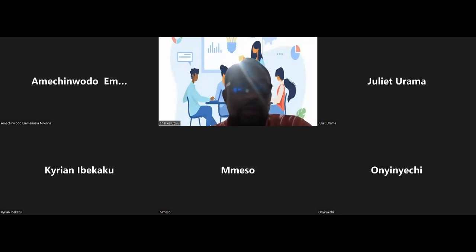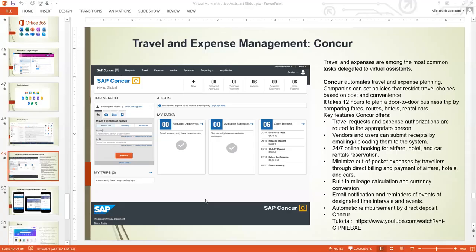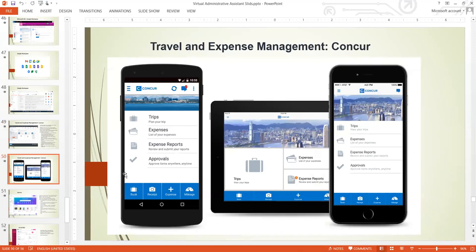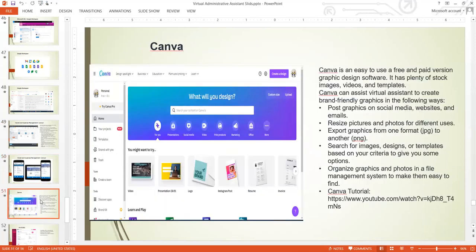The next thing we're going to look at is, this is the Concur app, how it looks when you download it. So we are going to look at Canva. Canva is an easy to use, free and paid version graphic design software.